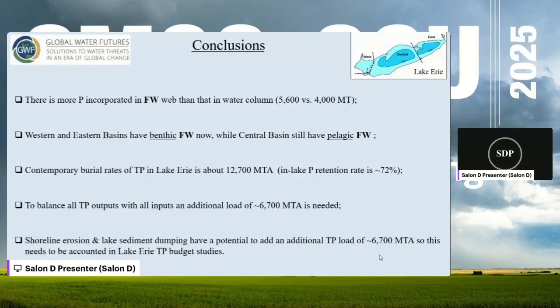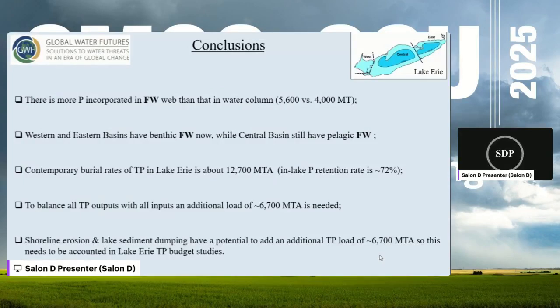The Western and Eastern Basins have a benthic food web, while the Central Basin has a pelagic food web. And contemporary burial rates of TP are large, up to 12,700 metric tons. And they're not that large, so they were almost the same as they were 40 years ago. And to balance all TP outputs with all inputs, additional inputs of 6,700 metric tons are needed.